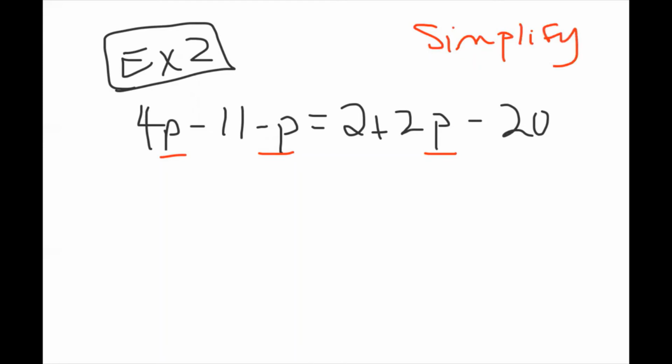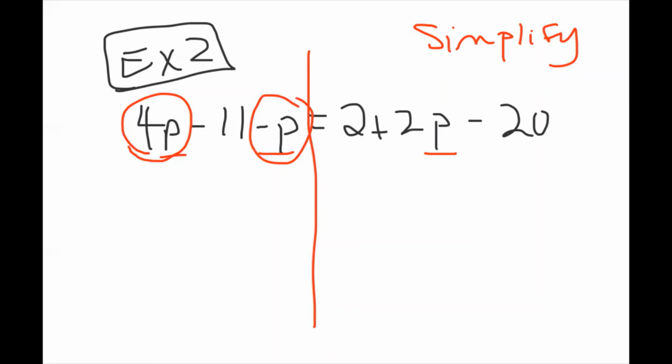And in this case, I want to simplify just the 2 sides of the equals first. So I do that by combining like terms. So 4p and negative p are like terms because they both have a p with it. So 4p minus p gives me 3p. There's nothing on this side that I can combine with that negative 11. So I'm just going to bring it down.